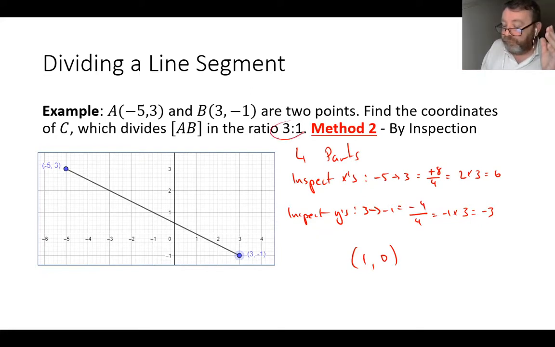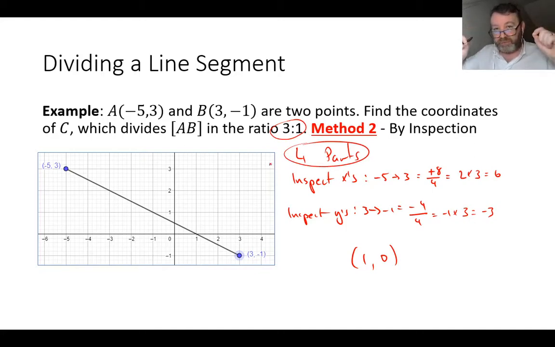The ratio is 3:1. That means that you're going to be dividing the difference in the x's and the differences in the y's by 4. So x's go from -5 to 3, which is an increase of 8. If you divide that by 4, you get each piece being 2. Now, if the ratio is 3:1, 3 of those pieces will be 6 units. So you go to -5 and travel up 6 units to 1, and that's the first answer.